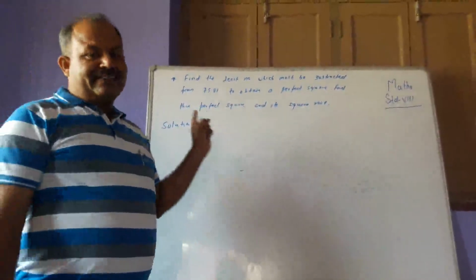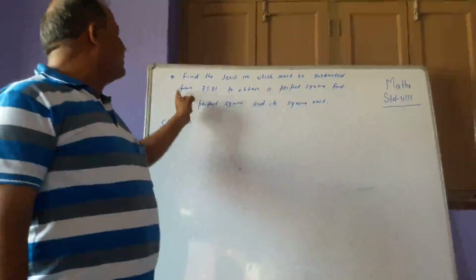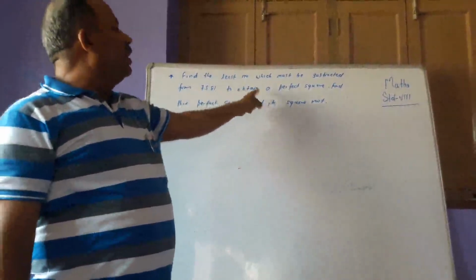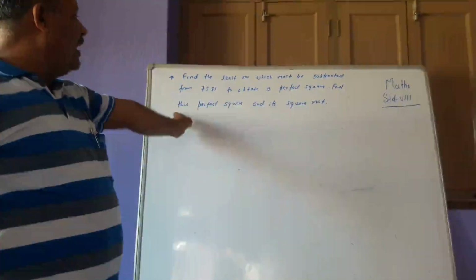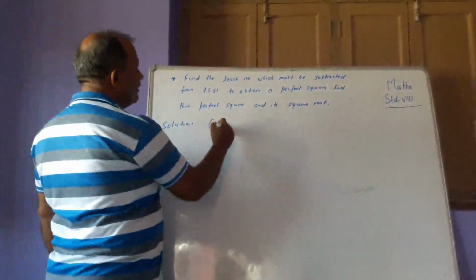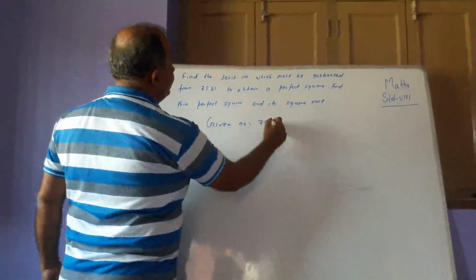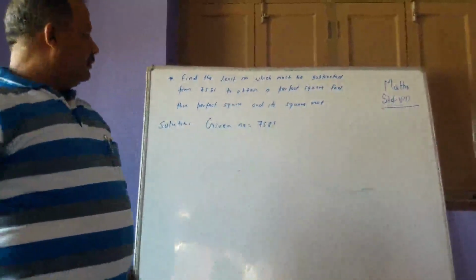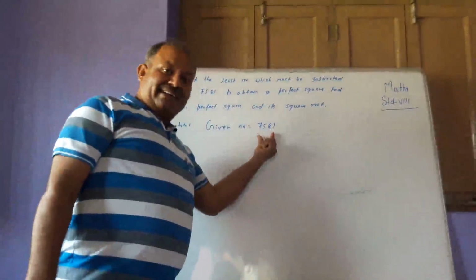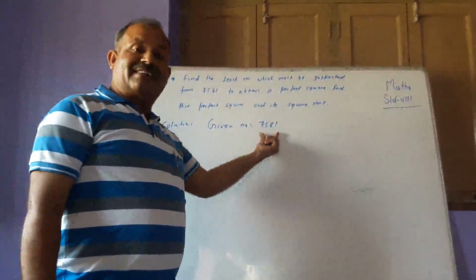Now we are going to discuss another problem. Find the least number which must be subtracted from 7,581 to obtain a perfect square. Find this perfect square and its square root. Here the given number is equal to 7,581. It is not a perfect square. And we have to subtract a number from this to make it a perfect square. That is, the perfect square number will be less than this number.